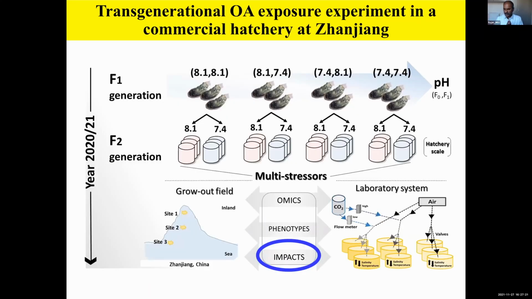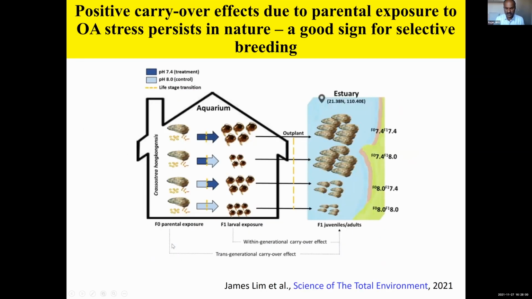So the next important question: we see these Hong Kong oysters in laboratory conditions are capable of adapting to these environmental stresses within the generation, and this adapted mechanism is also transferred to the offspring. This is true. But whether the offspring can retain this adapted mechanism in nature? Then we outplanted these offspring into different aquaculture sites in southern China. You can see site one, site two, site three. And then we looked at how they perform in wild aquaculture conditions.